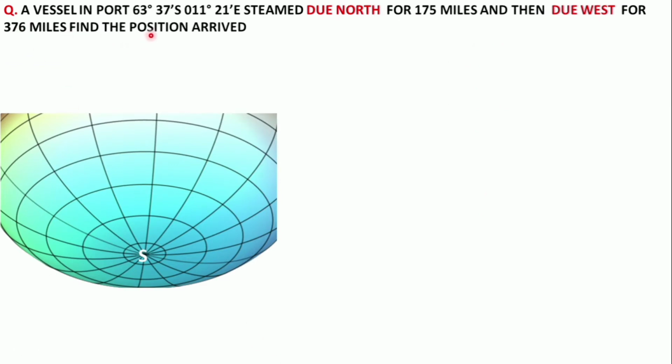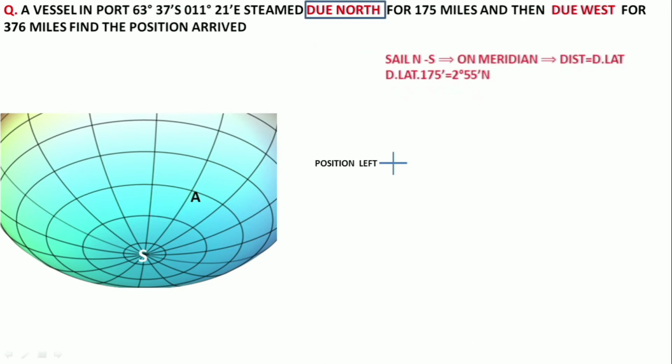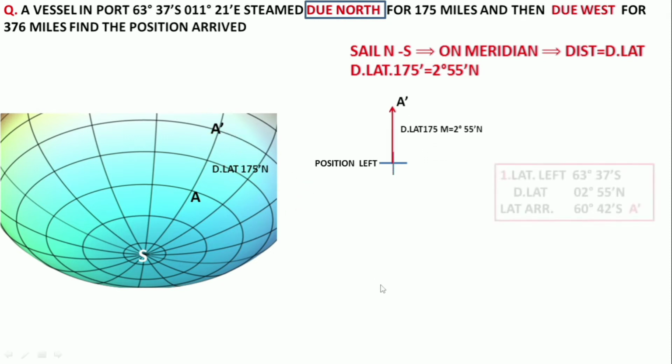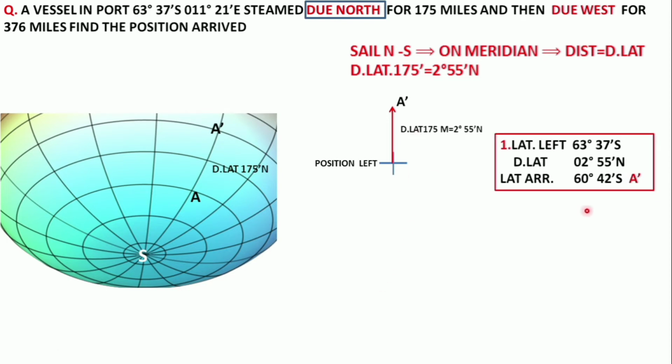Here he says a vessel is in south, steaming due north 175 miles. This is the position she is leaving. Going due north, that's along the meridian. Whatever it is doing is your DLAT as well as your distance. So that's your DLAT. So we can find out our latitude arrived.